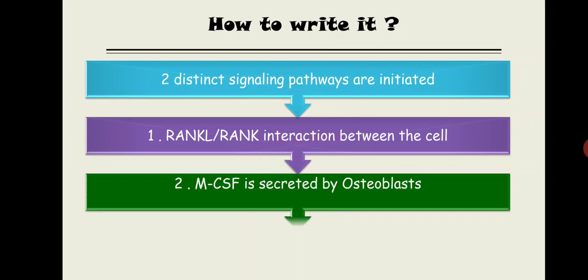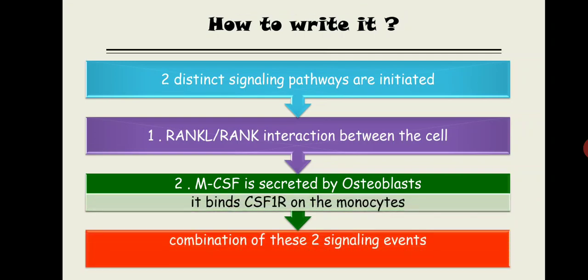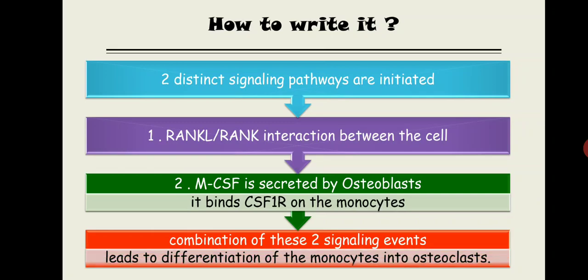The second signal is M-CSF, secreted by the osteoblast, and it can bind with its appropriate receptor CSF1R, meaning colony stimulating factor 1 receptor. The combination of these two signaling events will lead to differentiation of the monocyte into the osteoclast, right? You can also write it down over here.